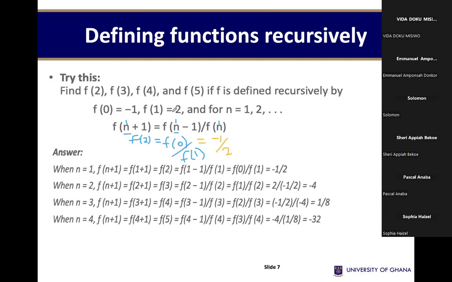Again, if I make a substitution of N equals 3, I will land up with my value of F of 4. And lastly, when N equals 4, I will be able to land up with my value of F of 5. And that's it. Any questions so far?